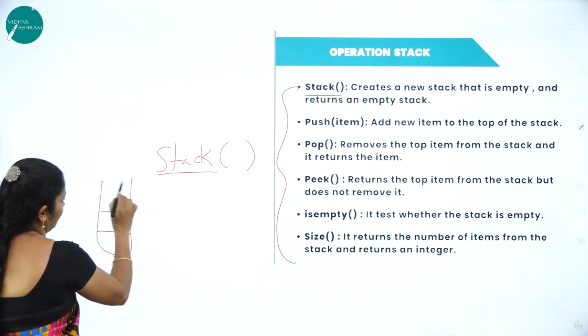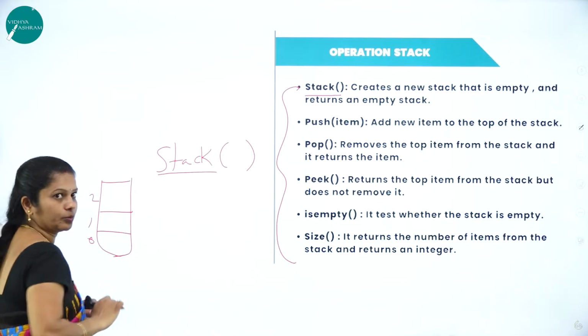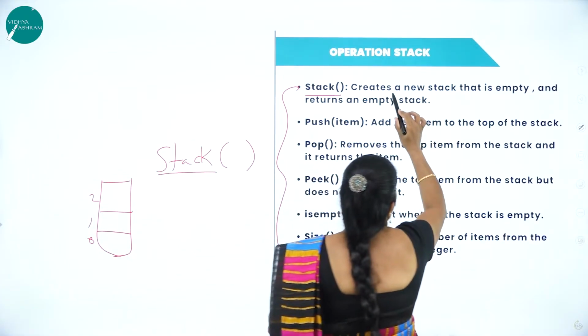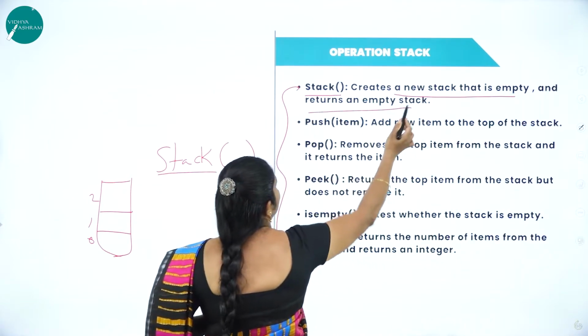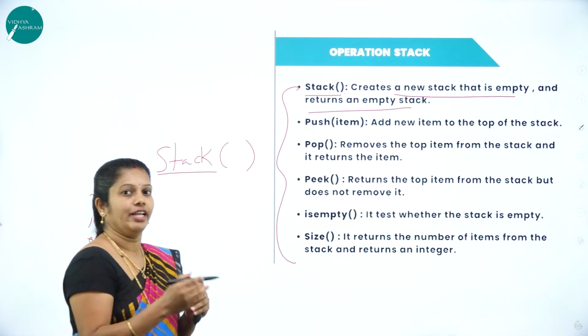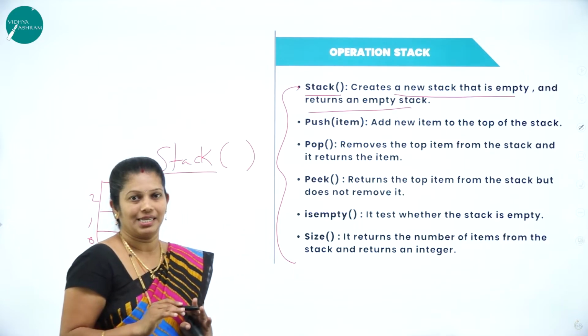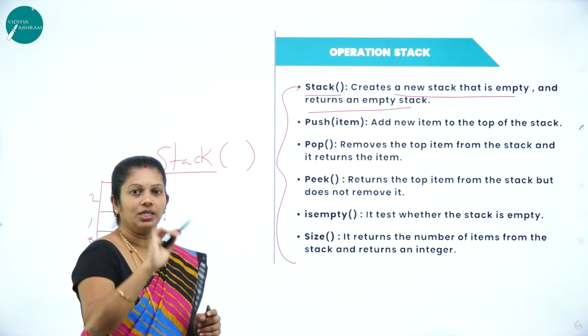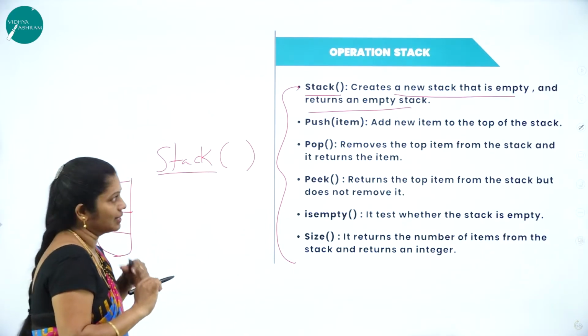See here, for example, we have stack with positions 0, 1, 2. It is used to create a new stack that is empty and returns an empty stack. It just tells you we have created one empty stack. So the stack function helps to create one empty stack.